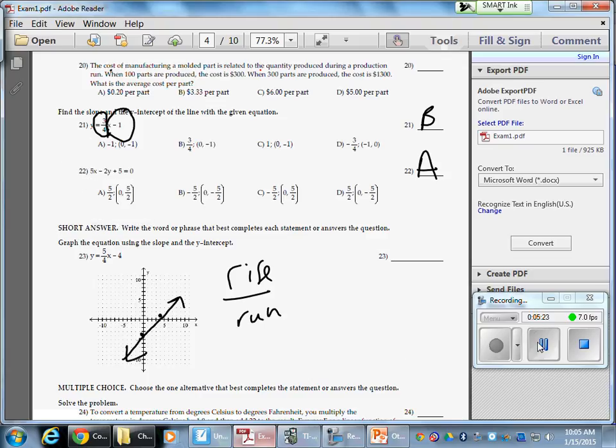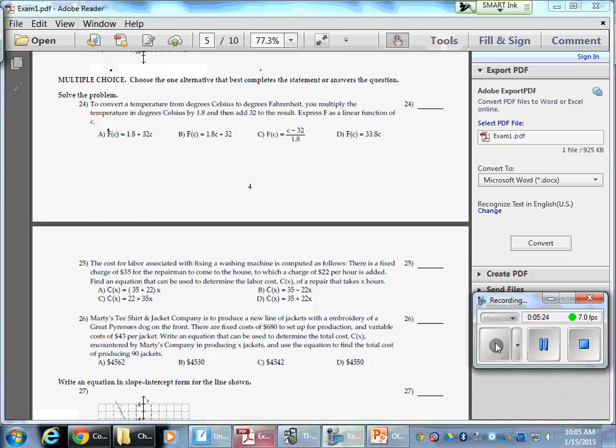Let me pause. All right, let's take a look at 24. To convert a temperature from degrees Celsius to degrees Fahrenheit, you multiply the temperature in degrees Celsius by 1.8 and then add 32 to the result. Express f as a linear function. So I need to have f equals, I need to take the Celsius and multiply it by 1.8 and then add 32 to the result. So let's see where I see that up here. Looks like it's this one, B, 1.8c plus 32.